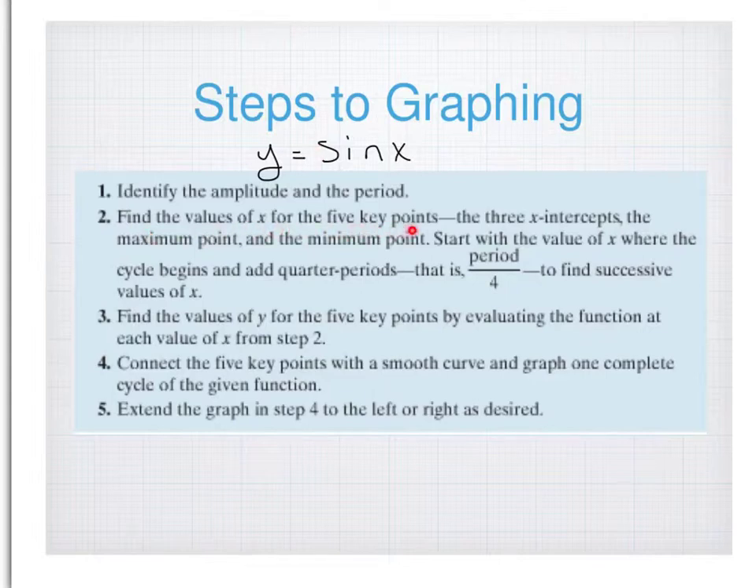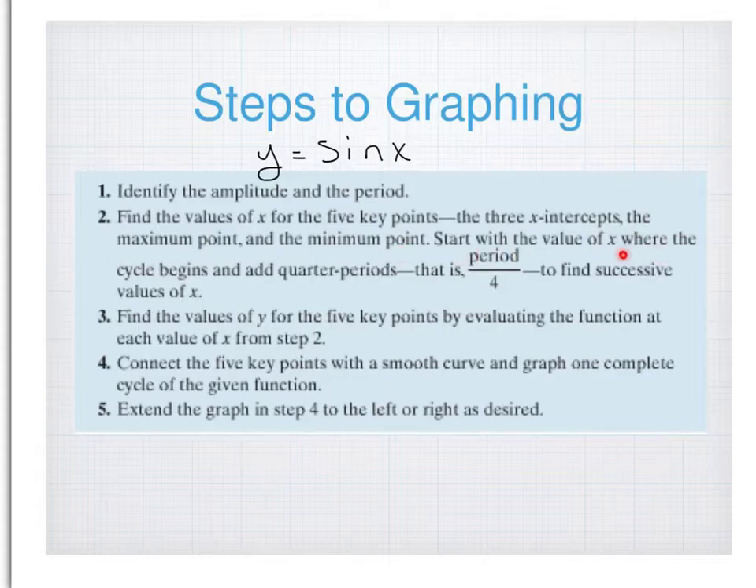Find the values of x for the 5 key points. Again, I like the quadrantal angles: 0, pi over 2, pi, 3 pi over 2, and 2 pi. If it's being shifted, and we'll talk about that in just a minute, you're going to create the shift to those points. The 3 x-intercepts, the maximum and the minimum points, are happening at those quadrantal angles.